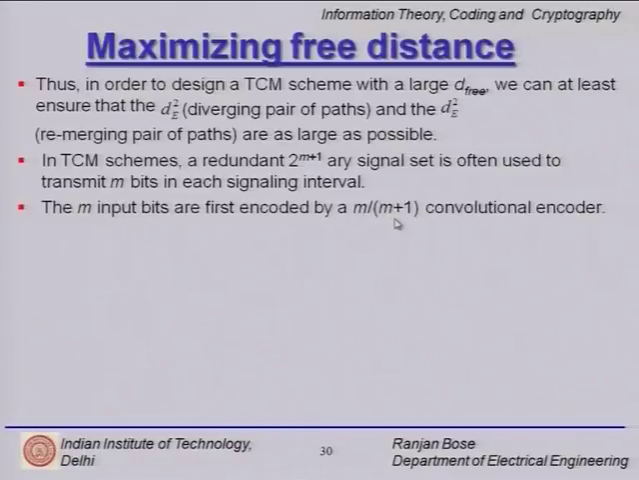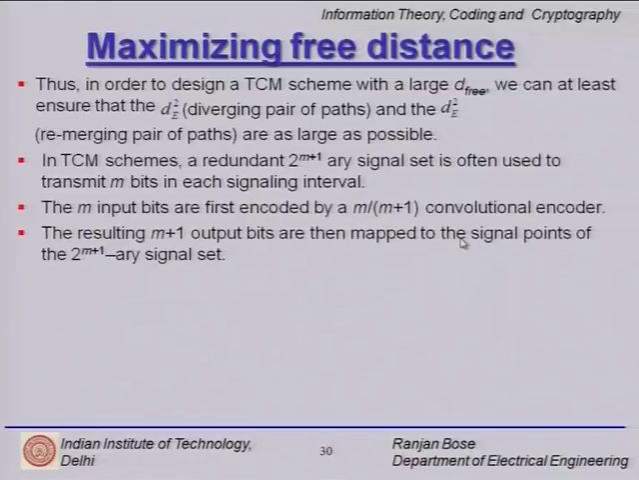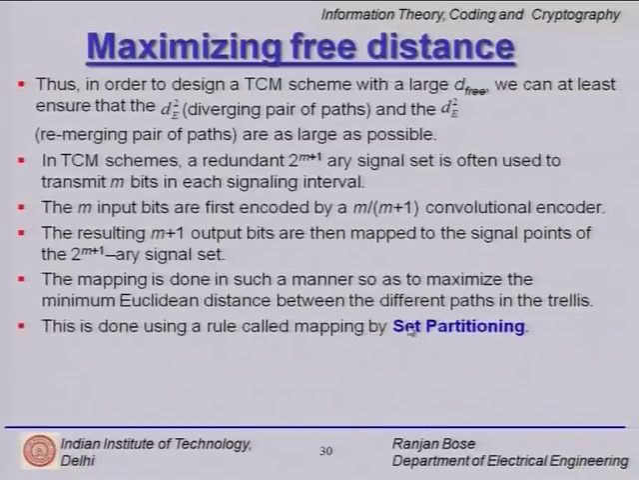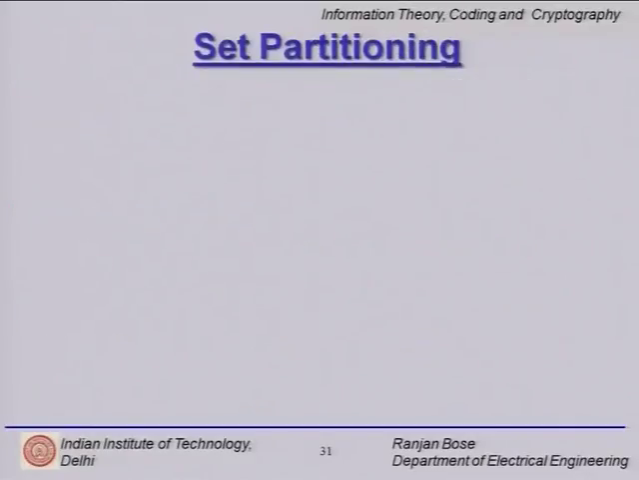So, this is a typical case. You can have a 4 by 5, 7 by 8 convolution encoder. So, the resulting m plus 1 output bits are then mapped. So, we will use this concept to come up with some design methodology in terms of increasing the Euclidean distance. But the method to do so is called set partitioning, and let us discuss how it is done.